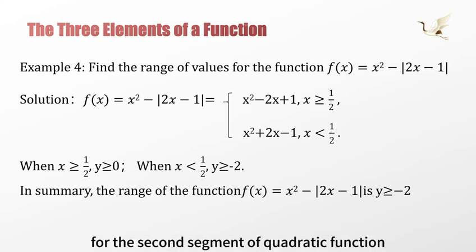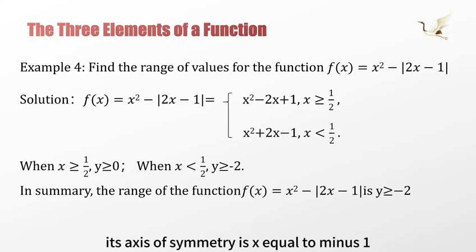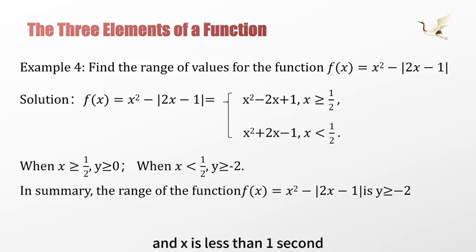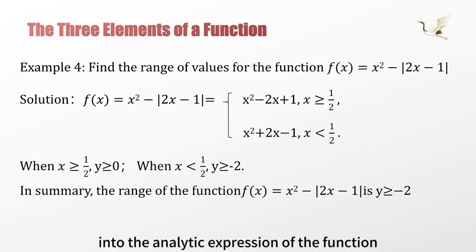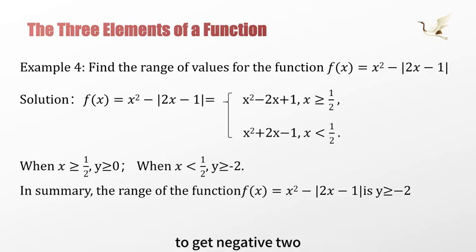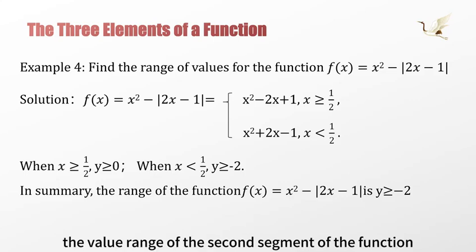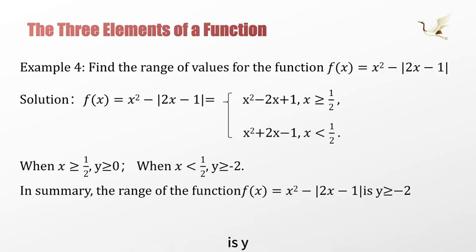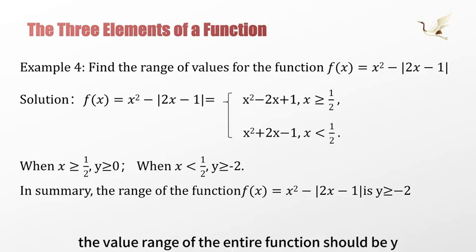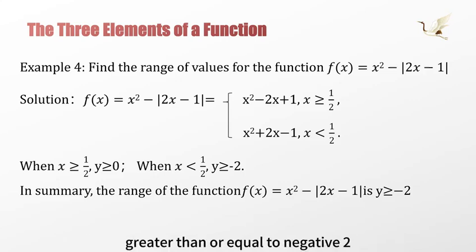So the value range of the first function is y greater than or equal to 0. For the second segment of the quadratic function, its axis of symmetry is x equals negative 1, and x is less than 1. So we can substitute negative 1 into the analytic expression of the function to get negative 2, so the value range of the second segment is y greater than or equal to negative 2. Therefore, the value range of the entire function is y greater than or equal to negative 2.